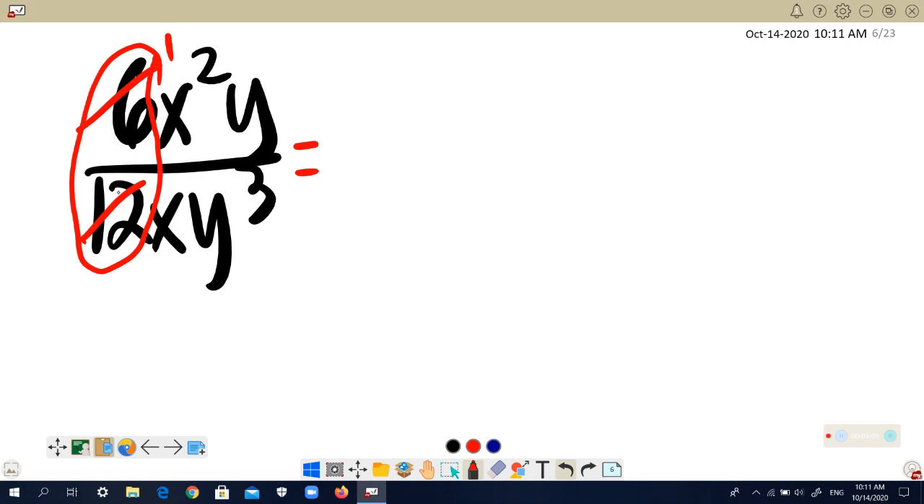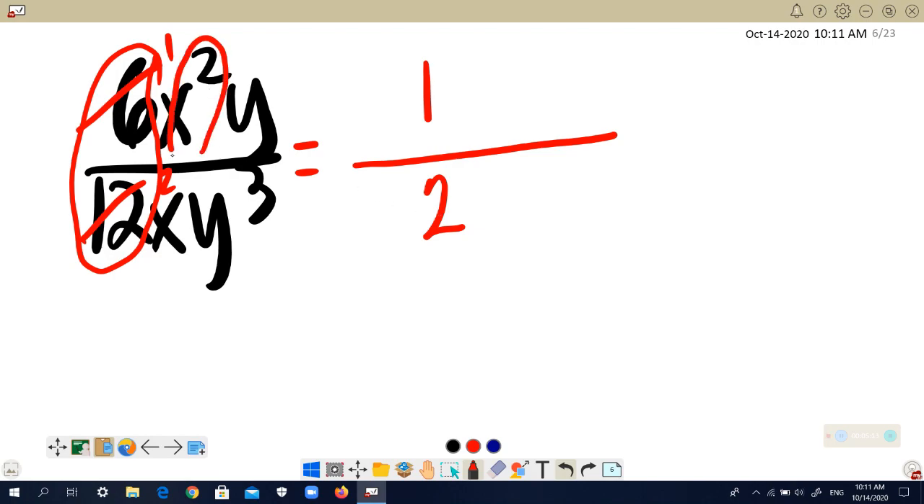And 12 divided by 6 is 2. So that's why in our solution here, you will have 1 on the numerator and 2 on the denominator. Referring to the variable, we have x on the numerator and x on the denominator. On the numerator, we have x squared and then x on the denominator. So applying the law of exponent, if you are going to divide them, copy the base and then subtract the exponent.